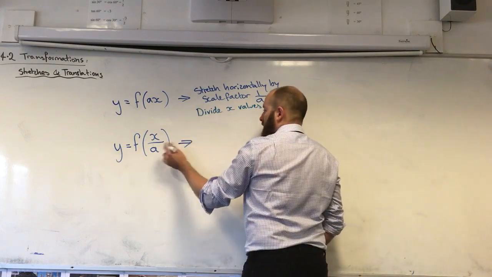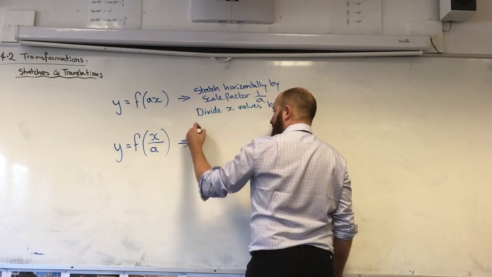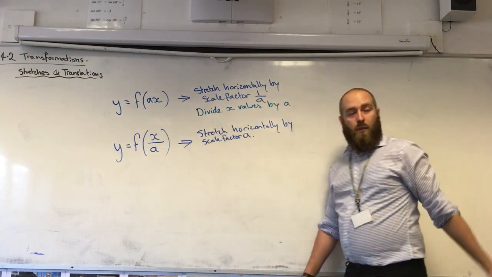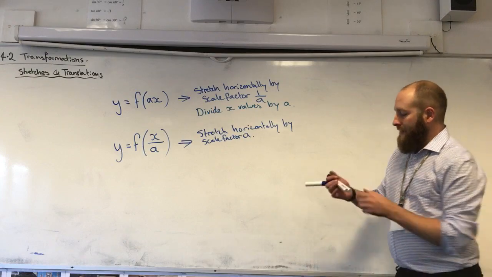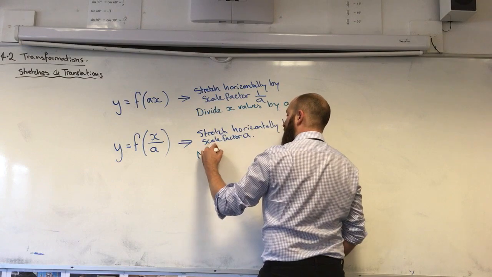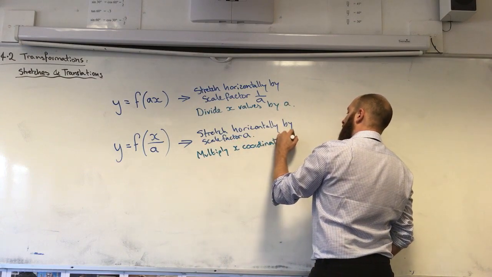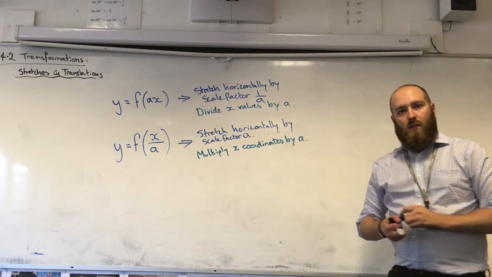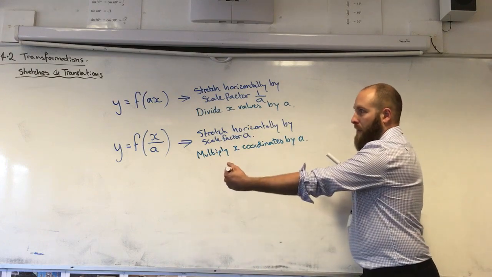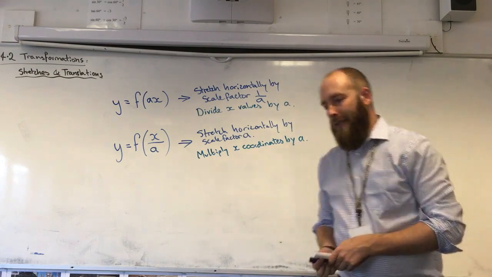Okay, the other type like this, when you've got x divided by a, is going to be the opposite again, so stretch. So we're stretching it by scale factor a. So this time we're doing the opposite. It looks like we're dividing, so we're now multiplying. So we're multiplying those x values, those x coordinates, by a. So that one is stretching it bigger. Okay, let's try a quick example of this.